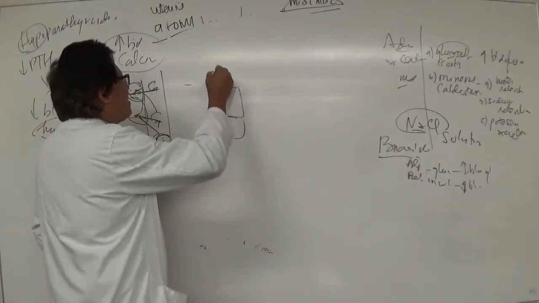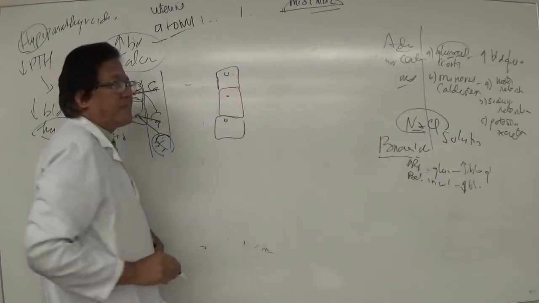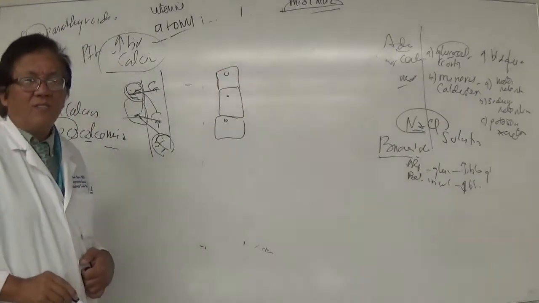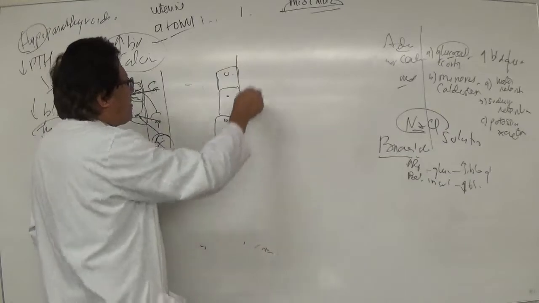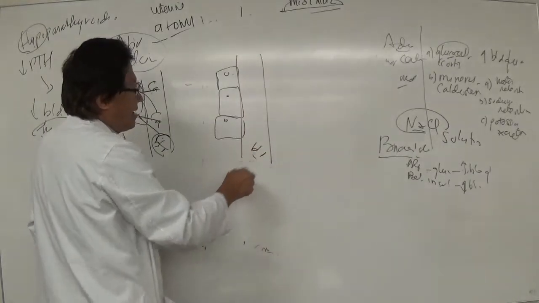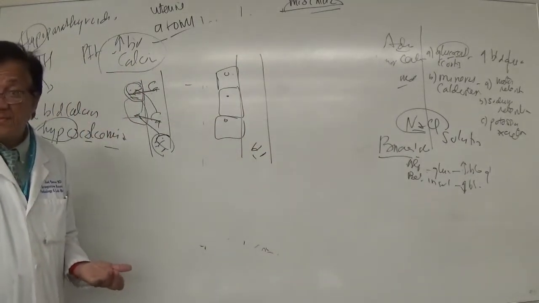Nucleus, cytoplasm. Okay. Every cell has what? A capillary. What's a capillary again? Small. And it contains blood, right?